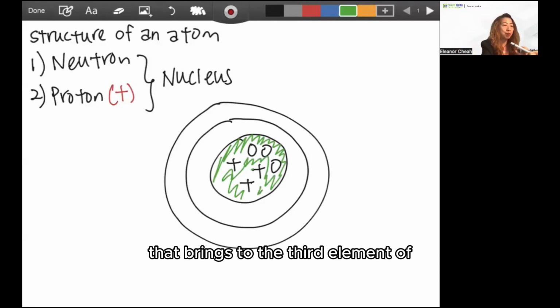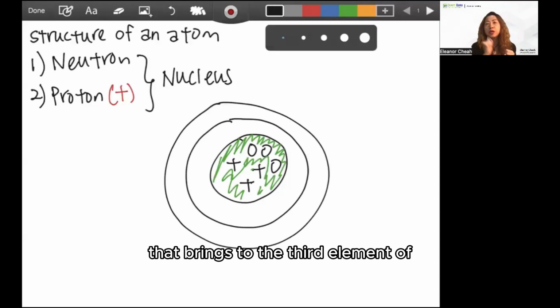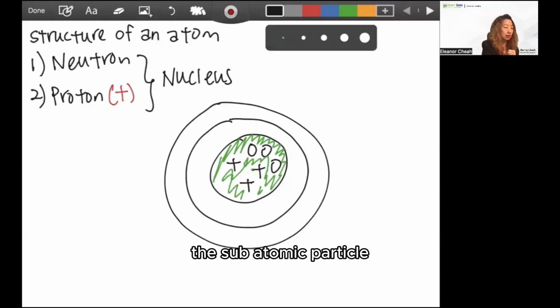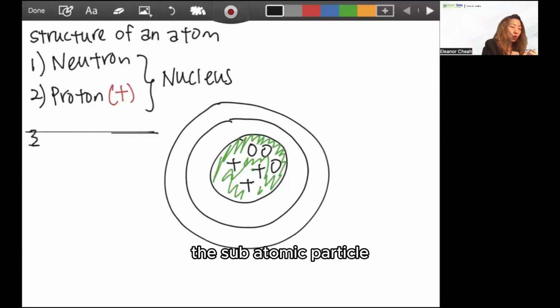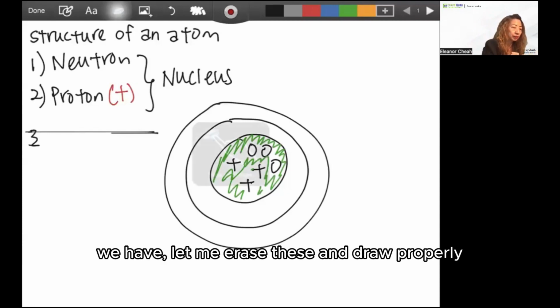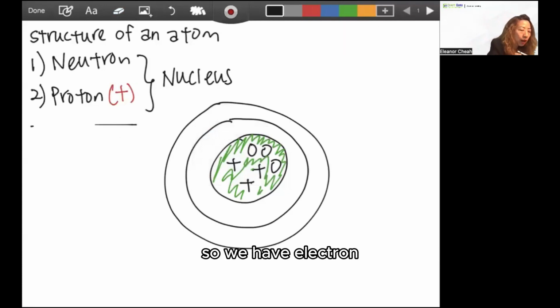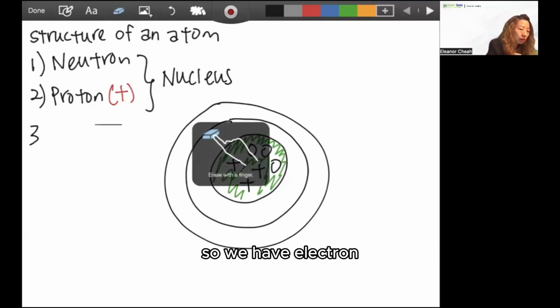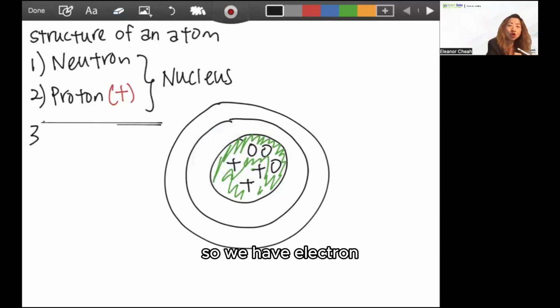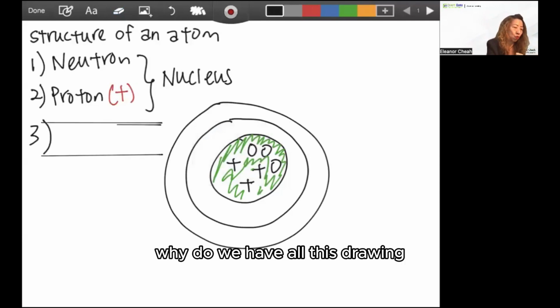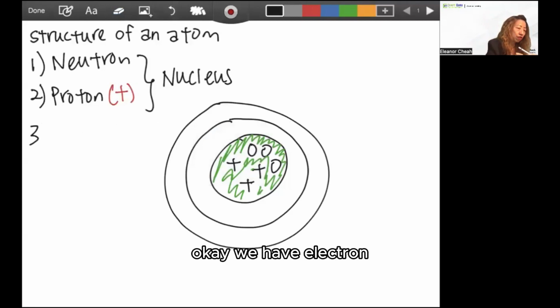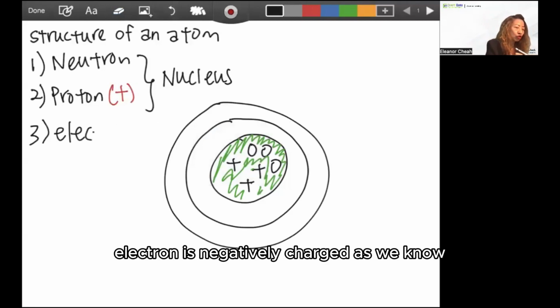So that brings to the third element of the subatomic particle. We have, let me erase this and draw properly. So we have electron. Electron is negatively charged, as we know.